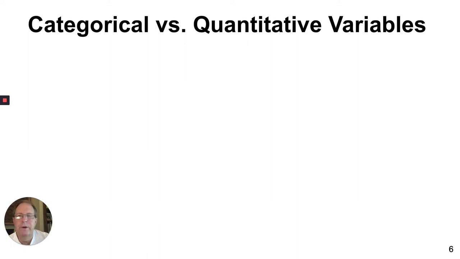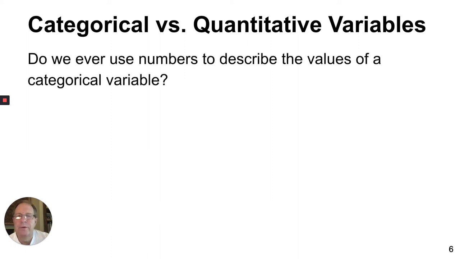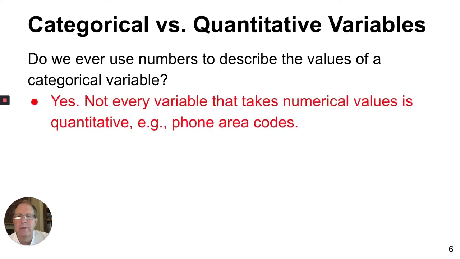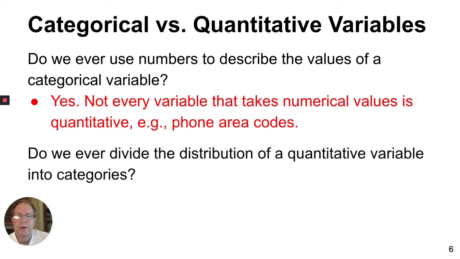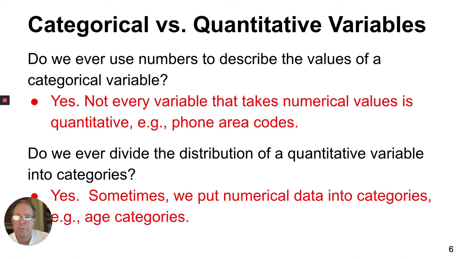Categorical versus quantitative variables. Do we ever use numbers to describe the values of a categorical variable? Well, yes. Not every variable that takes on a numerical value is quantitative. For example, phone area codes. It doesn't make sense to average phone area codes or take the standard deviation of phone area codes. Do we ever divide the distribution of a quantitative variable into categories? Sure. Sometimes we put numerical data into categories such as age categories.